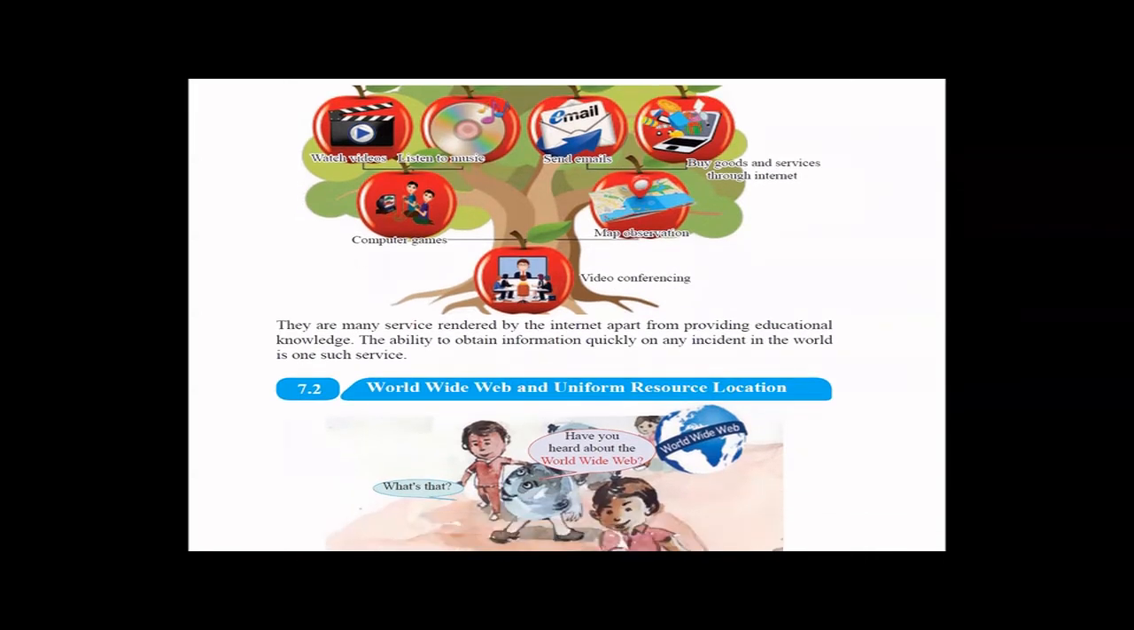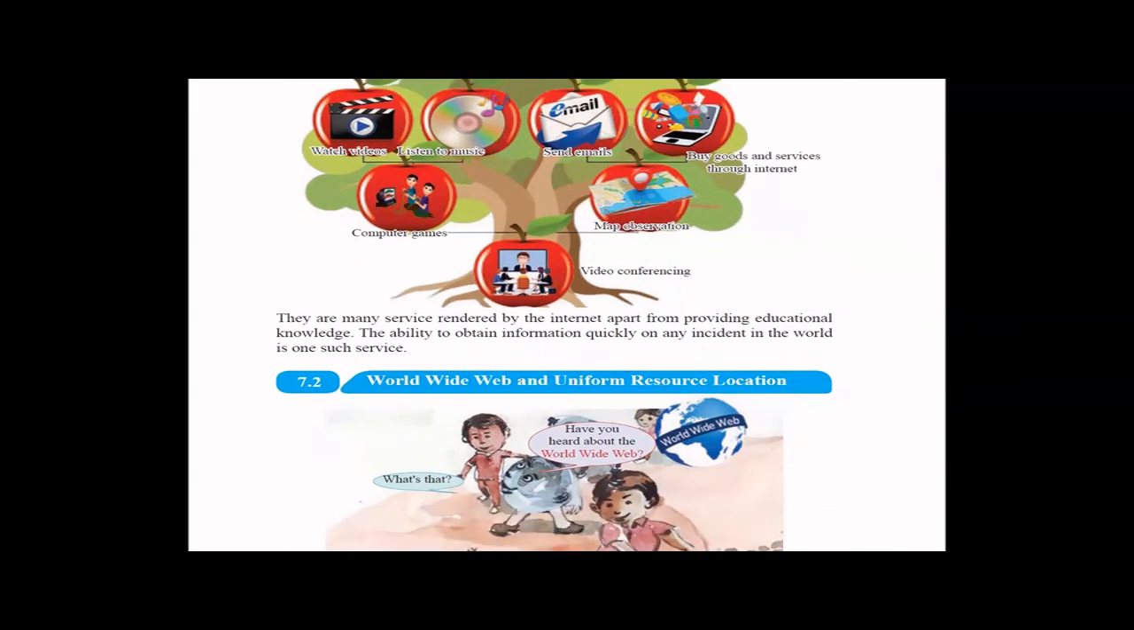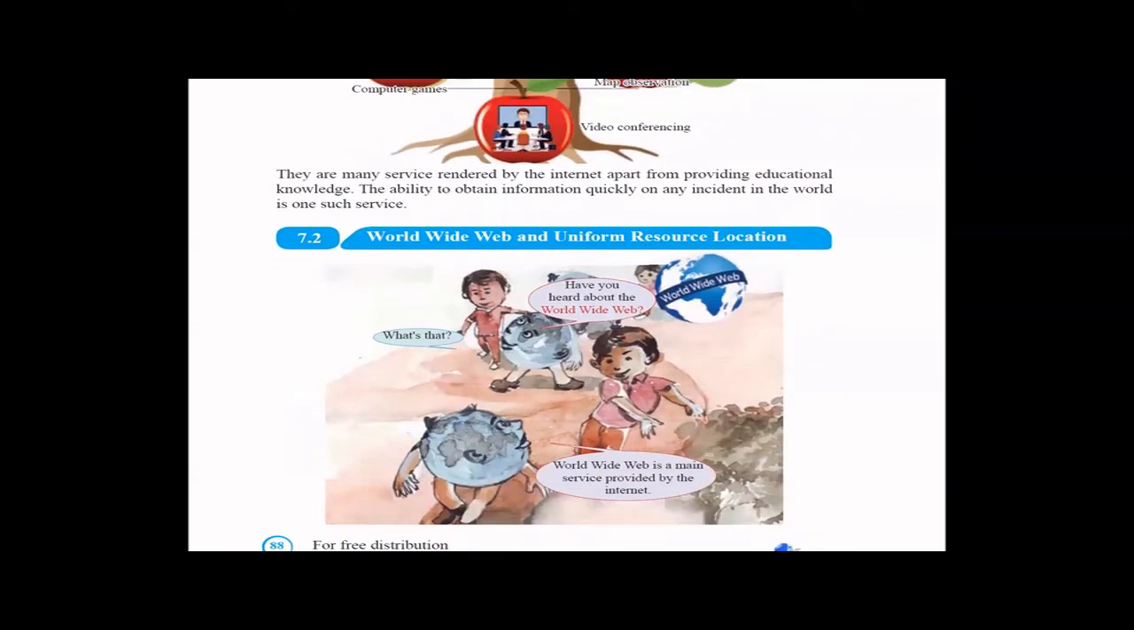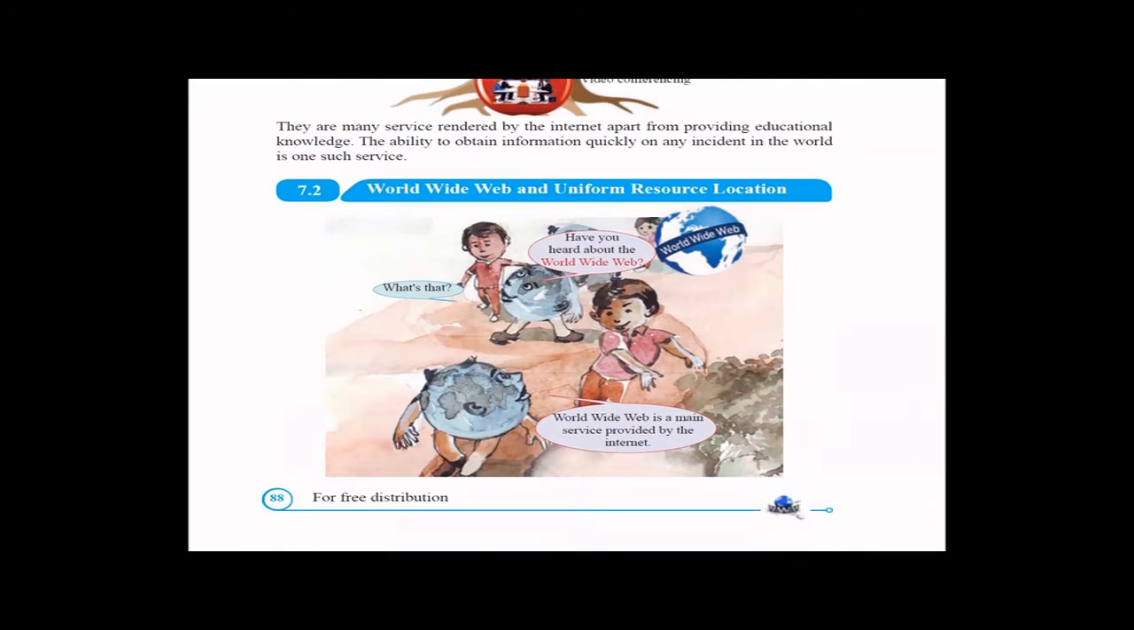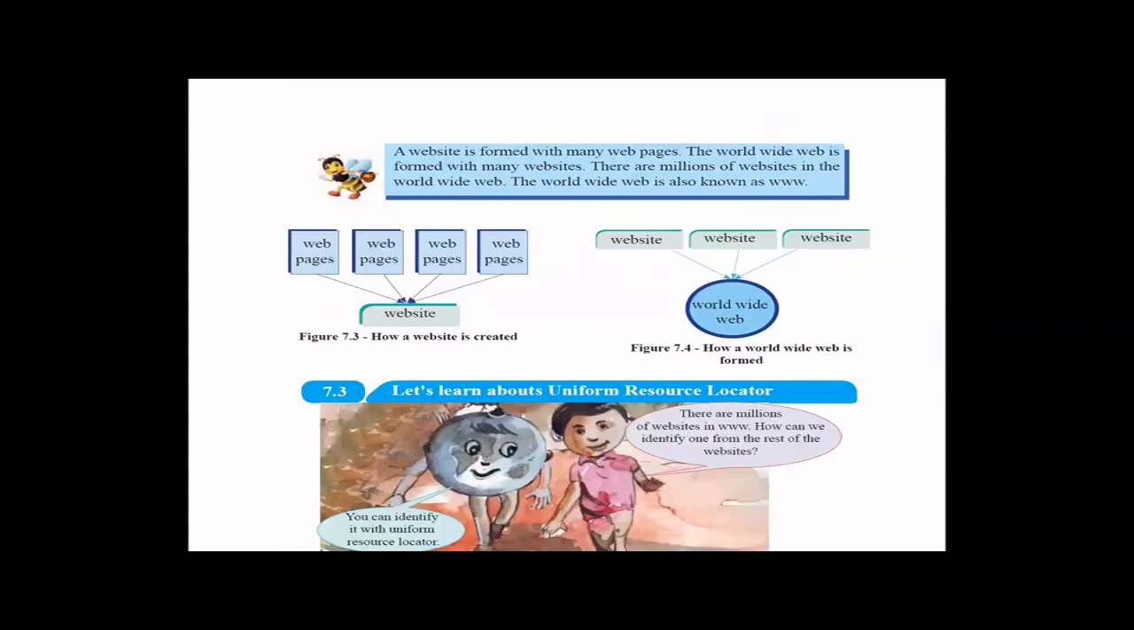So we can get a lot of information from the internet, right? So World Wide Web and Uniform Resource Locator. Any idea what this World Wide Web is? WWW. That's the main service provided by the internet. We'll see what it is.